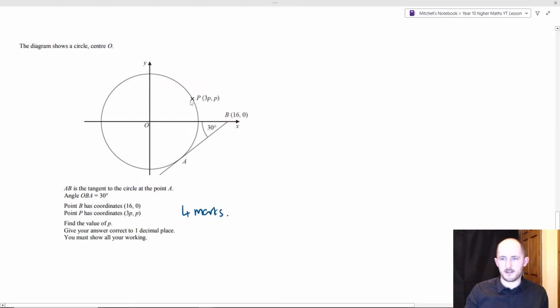So we have a few points here. We have B is 16, 0. It has an angle of 30 degrees. Point P is 3p and p. And we just need to work out what p is.